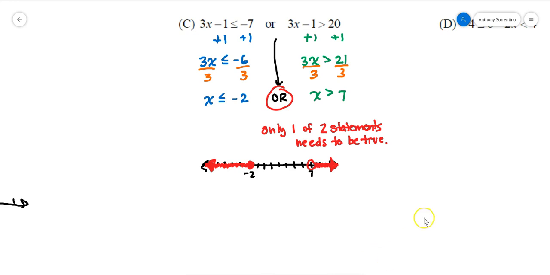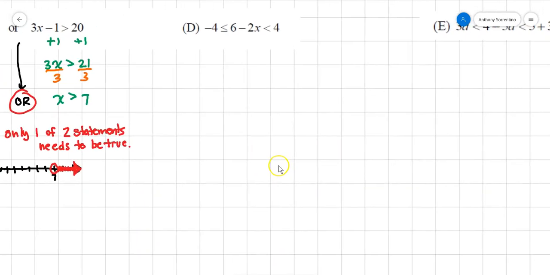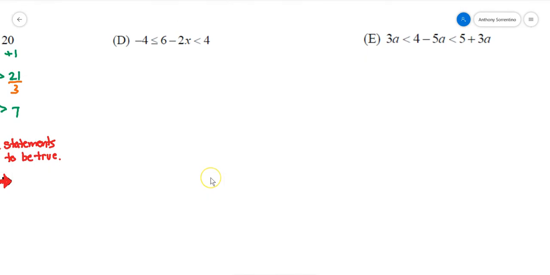When I get to part D, parts D and E are very similar to each other as far as structure goes. Notice it has two different inequality signs in it. And I basically have three statements. I have a statement, inequality sign, statement, inequality sign. Same thing here. The difference is this one only has a single x. This one has multiple variables. So this one's a little trickier than this one.